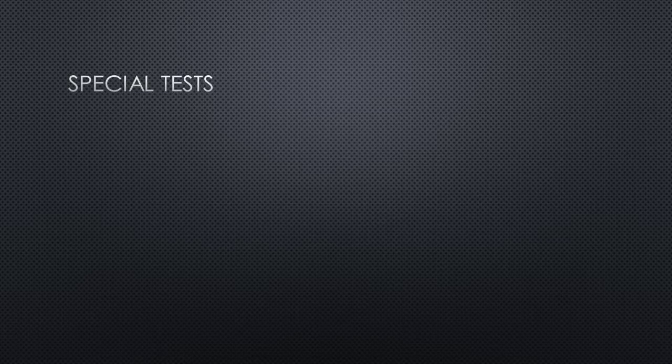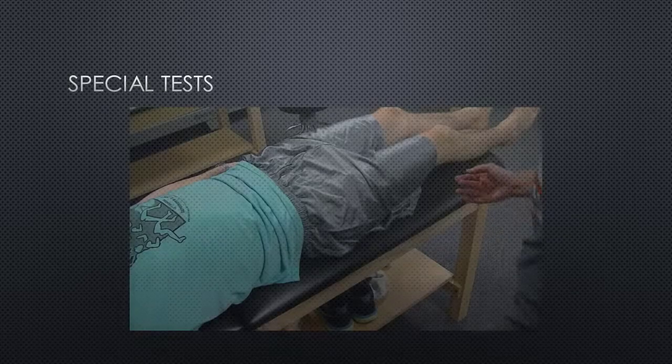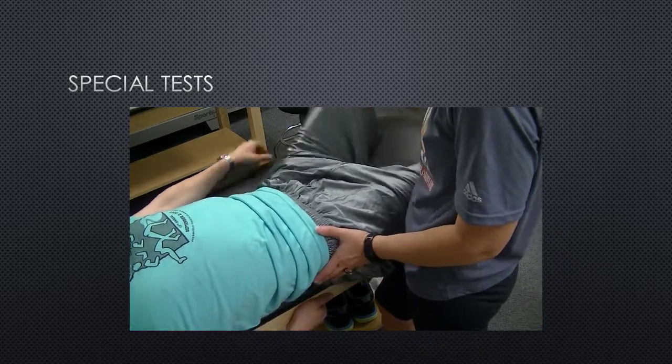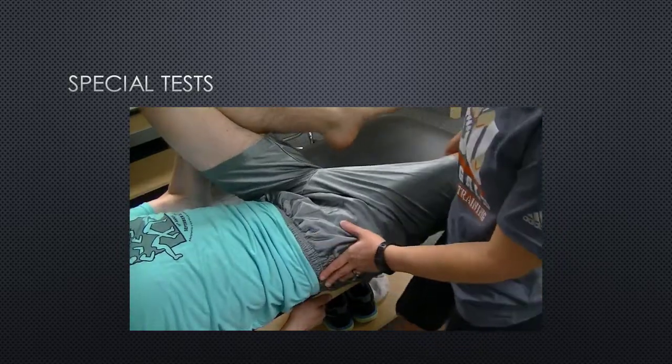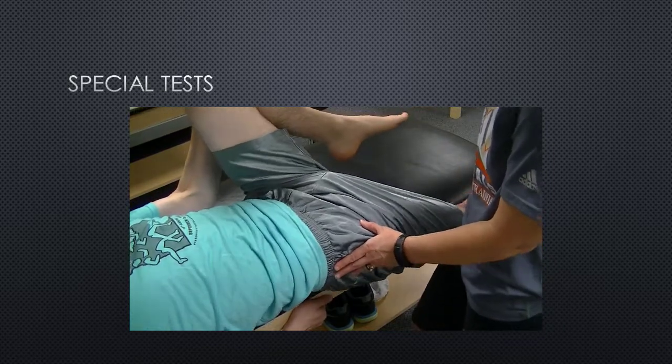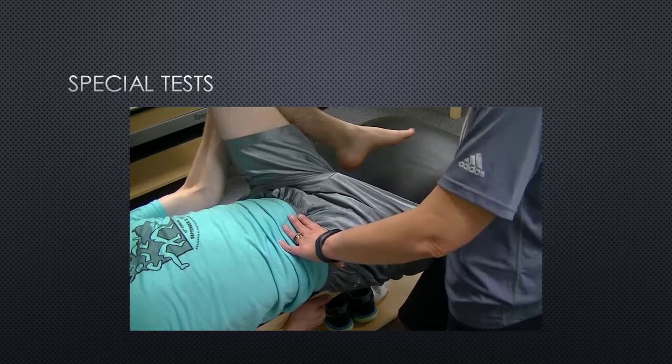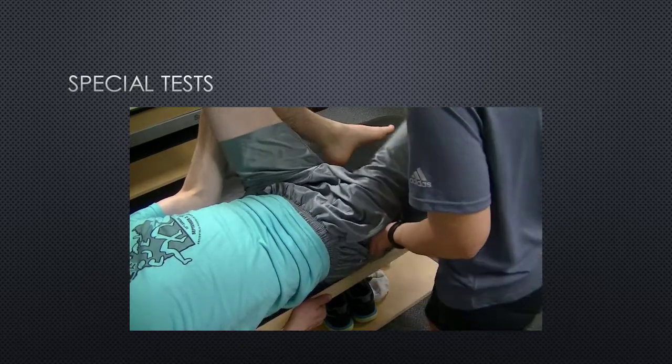Gaenslen's test is one of my favorite tests just to determine if the individual has some type of SI joint problem. The person on the edge of the table is simply going to have their upper leg lowered off the edge of the table, and pain in the SI region is considered a positive finding and may be associated with SI joint dysfunction.